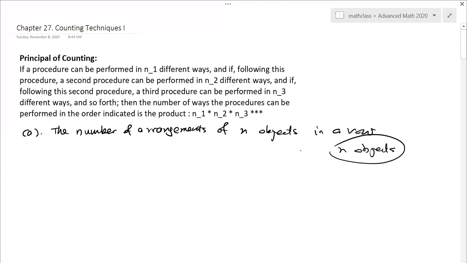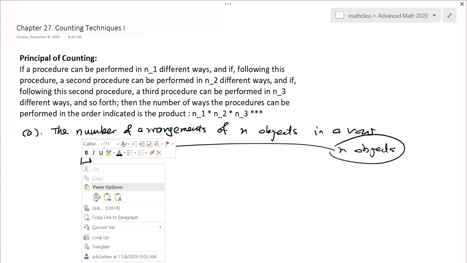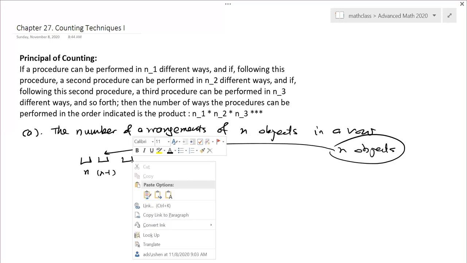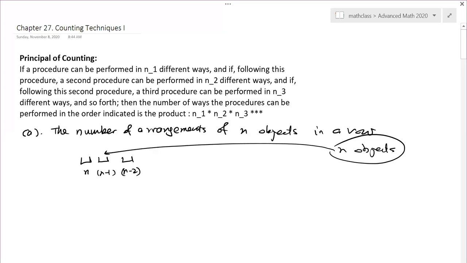Okay, so you do one by one. First of all, step 1, you have n different ways to select, right? n options to select one object. Then you put it in the first place. Then you have n minus 1 objects left, so you have n minus 1 choices in the second step. The third step, you have n minus 2 objects left, so it will be n minus 2 ways to select the third object. Then you put it in a row.